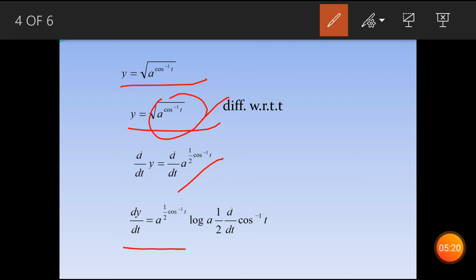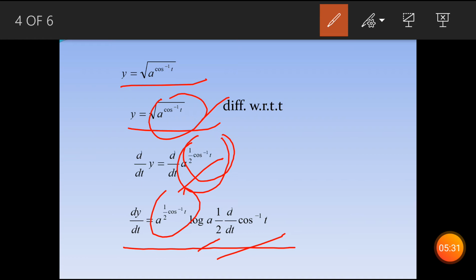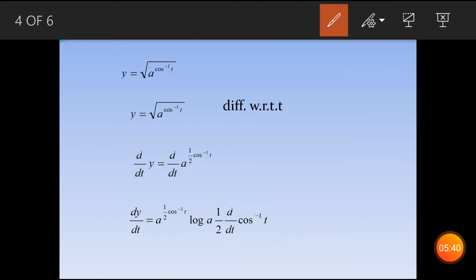Now start the differentiation: a power t, that is a power t log a. First of all you write this, and in place of t, what is written here? 1 upon 2 cos inverse t. So we are going to differentiate it again. And what is the formula for the derivative of cos inverse t? That is minus 1 upon under root 1 minus t square. So we are going to use that formula, and let's see what will happen.